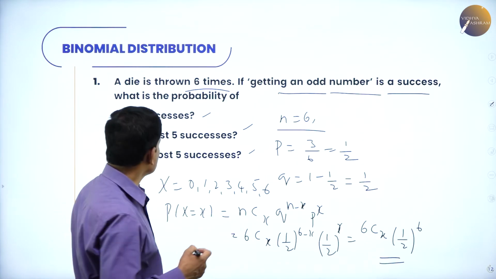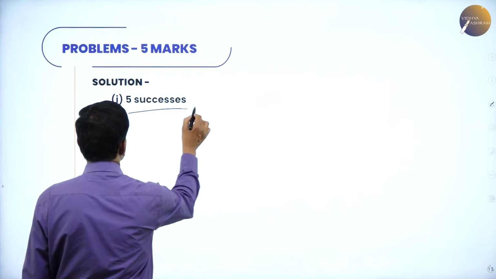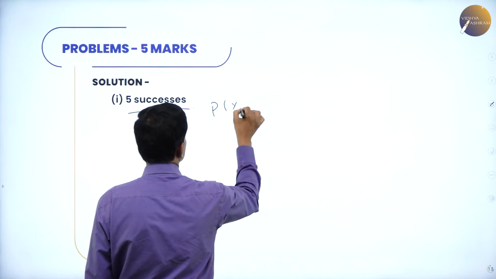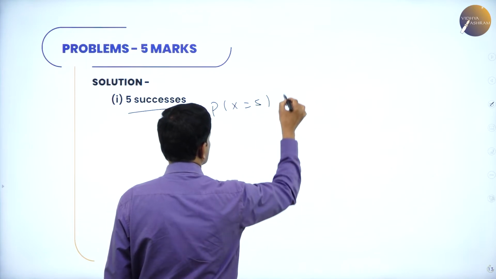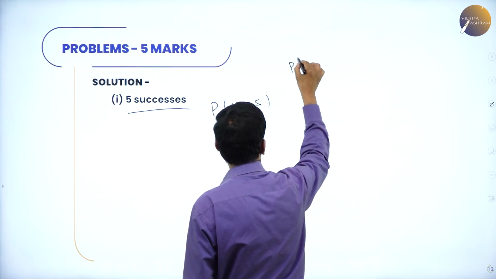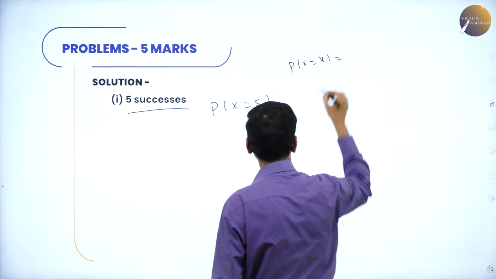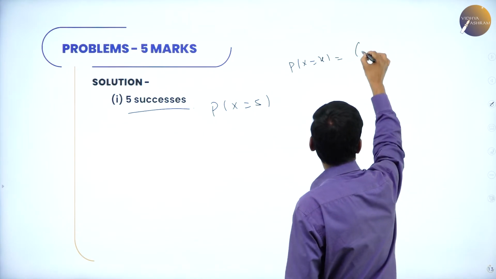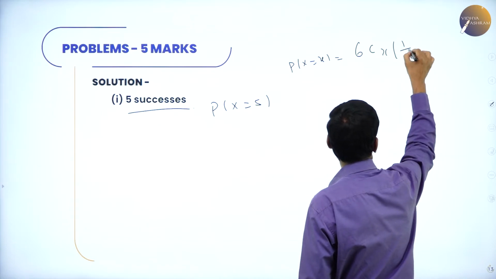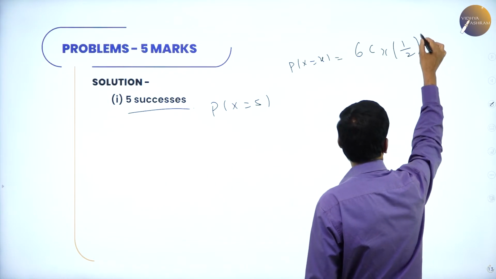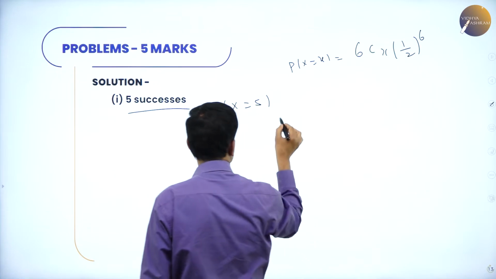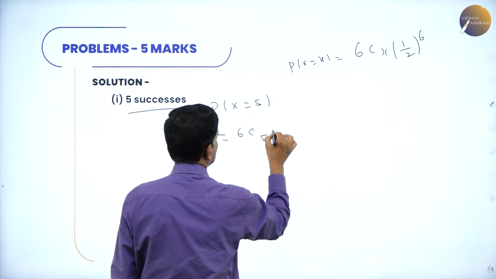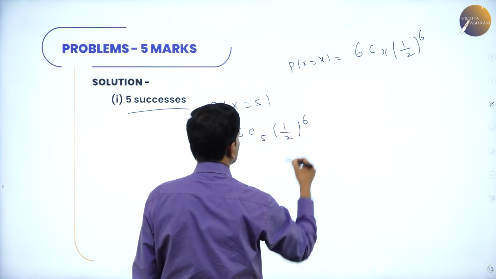Let us come to the first condition, 5 successes. Here P of x is equal to 5. Since we know P of x is equal to 6Cx into 1 by 2 to the power of 6 from the previous step, now put x is equal to 5, then this is equal to 6C5 into 1 by 2 to the power of 6.